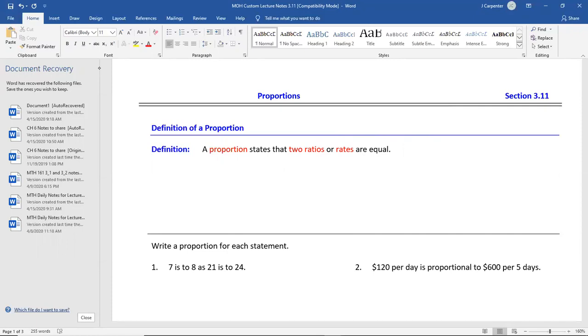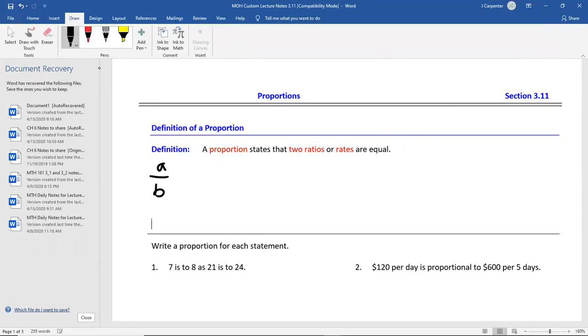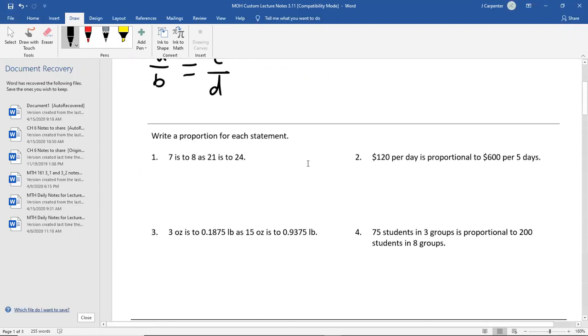So what that looks like: A over B is a ratio. C over D is another ratio. But if I have this ratio equal to that ratio, so an equal sign between them, that is a proportion. That is what a proportion looks like. It's a fraction equal to a fraction. And there is a very simple way to solve these and to check them. But we'll get into that in a little bit. So let's try out a couple of these.